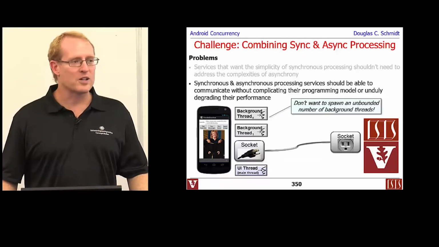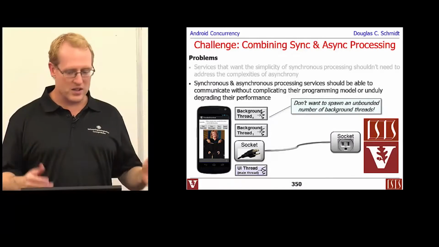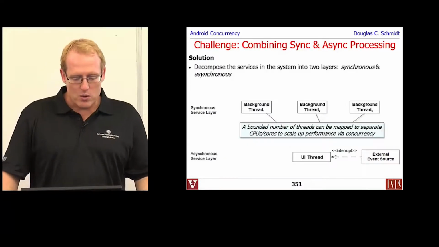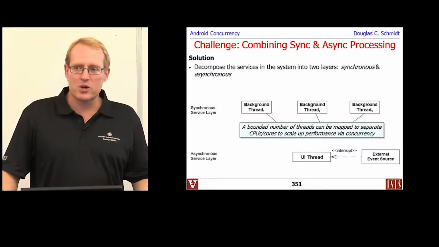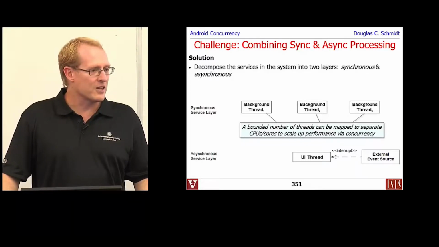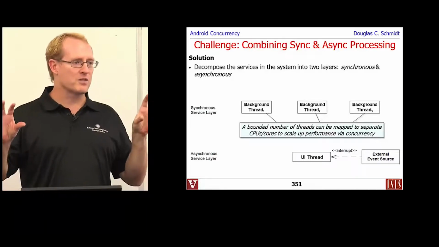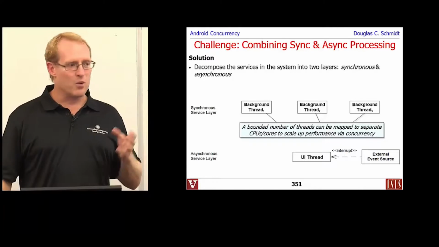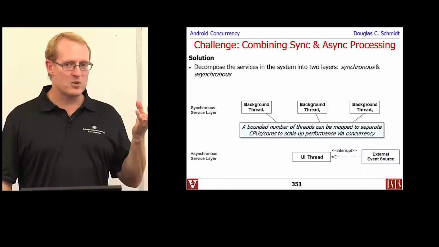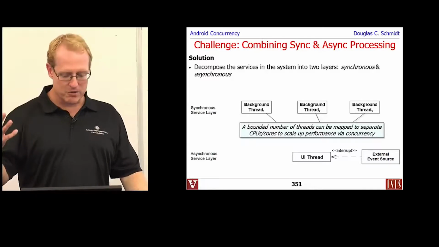So you might not want to just let unbridled use of threading be the way that you do things. So what we're going to do to address this is decompose the software into two layers. Sometimes you can think of these as layers, sometimes you just think of them as two different partitionings of the software solution space. One part of the software is going to handle the asynchronous part, and the other part is going to handle the synchronous part.